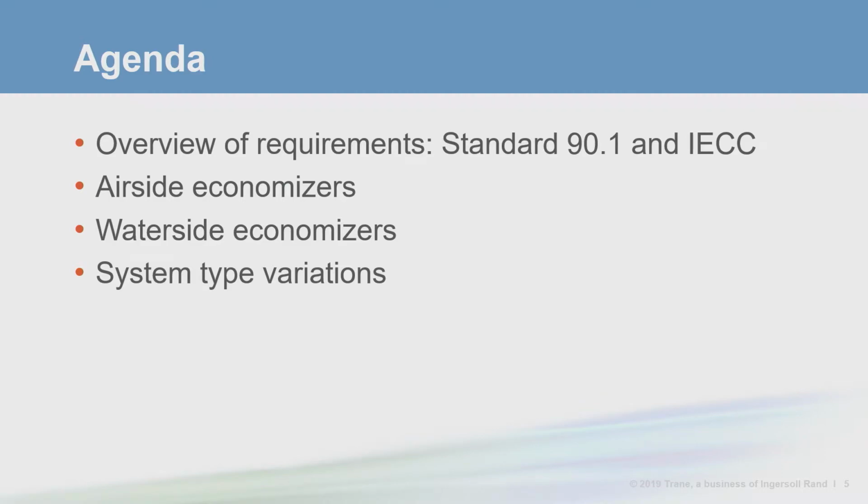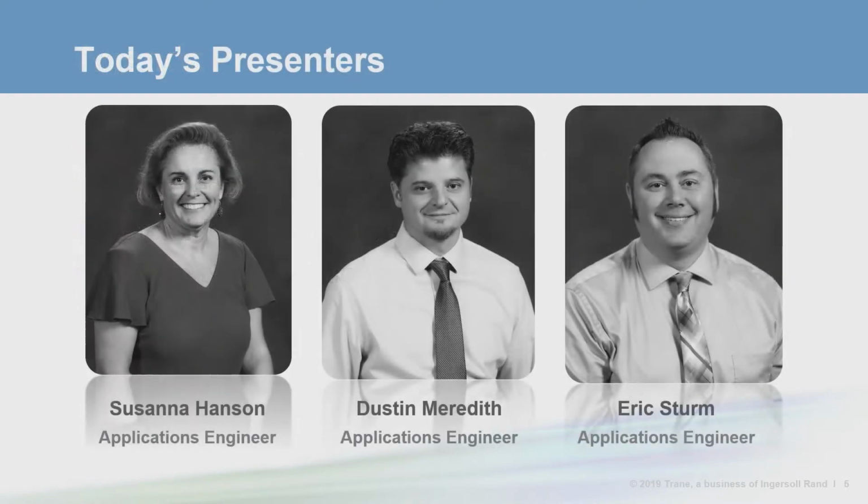So in today's program, we'll start by reviewing economizer requirements found in ASHRAE Standard 90.1. Then we'll look at individual advantages, drawbacks, and considerations for airside and waterside economizers. And finally, we'll discuss some system type variations. To walk us through the discussion, we have Trane application engineers Susanna Hansen, Dustin Meredith, and Eric Sturm.